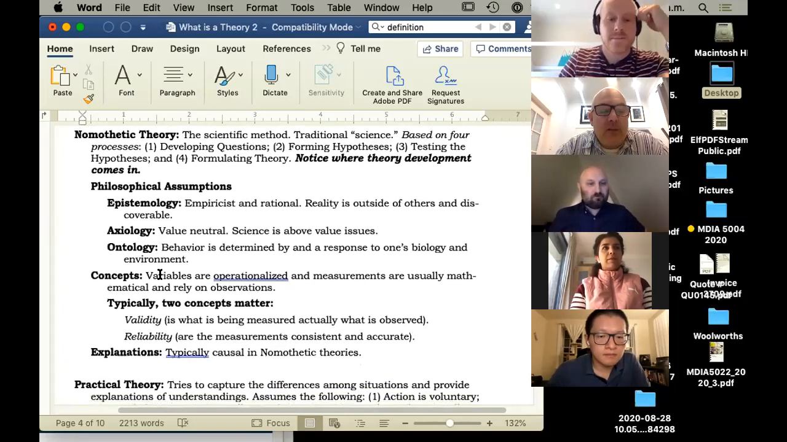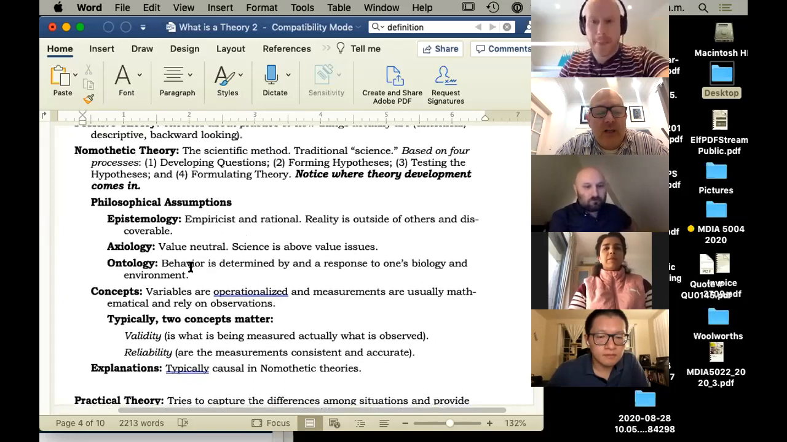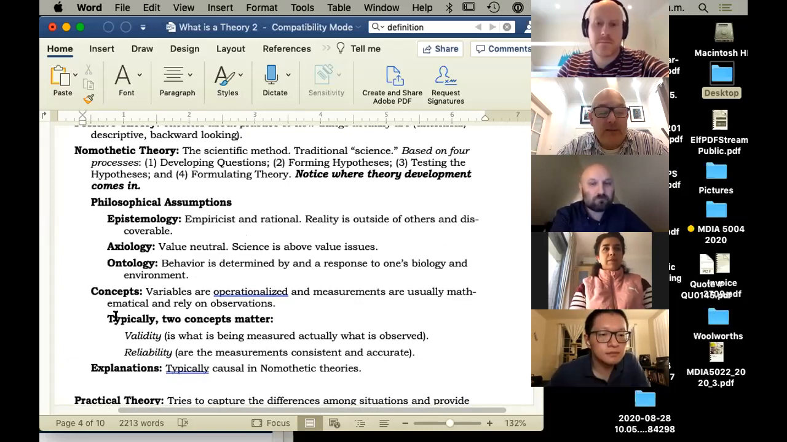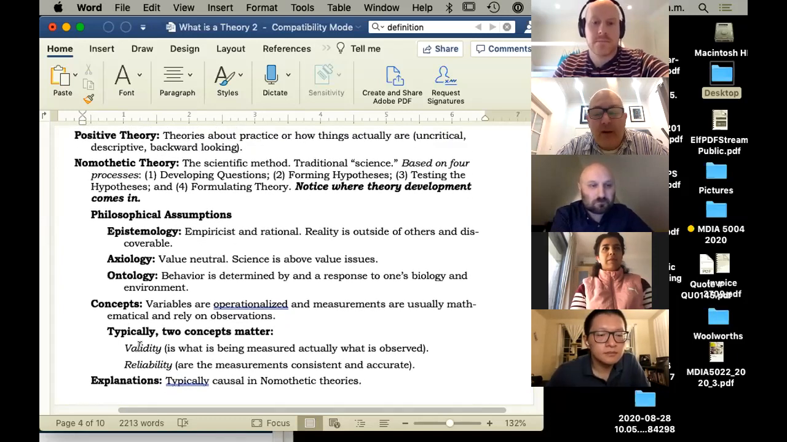And there's some concepts that are part of that, right? To do this, we operationalize things. We have to be able to find a way to measure things. We have to find a way to be able to quantify things. So we use some sort of mathematical formula, or we create a scale, and then we measure things. Typically, two things matter. This is all in Littlejohn, like I said. If you want more details, they do have a nice discussion of it in there.